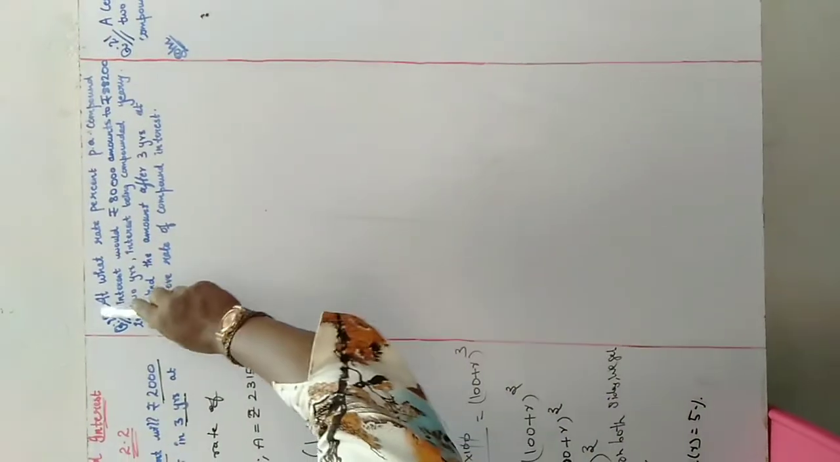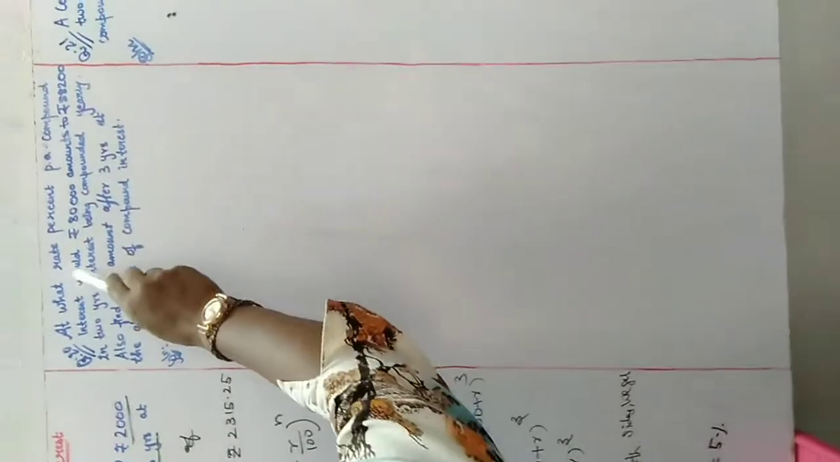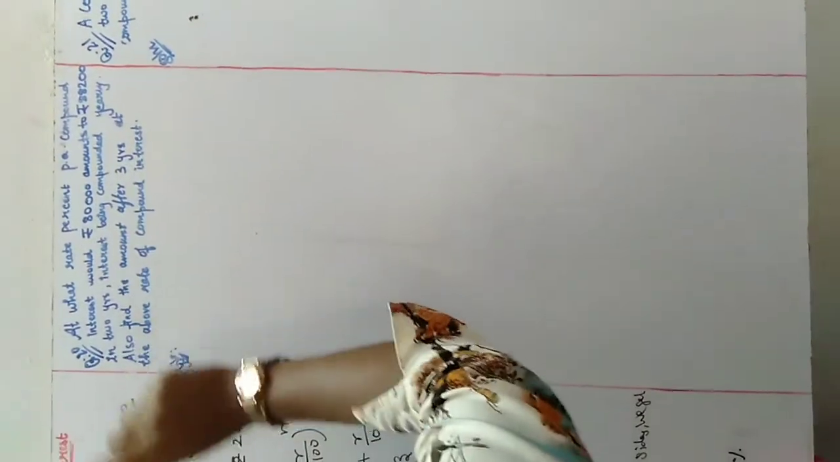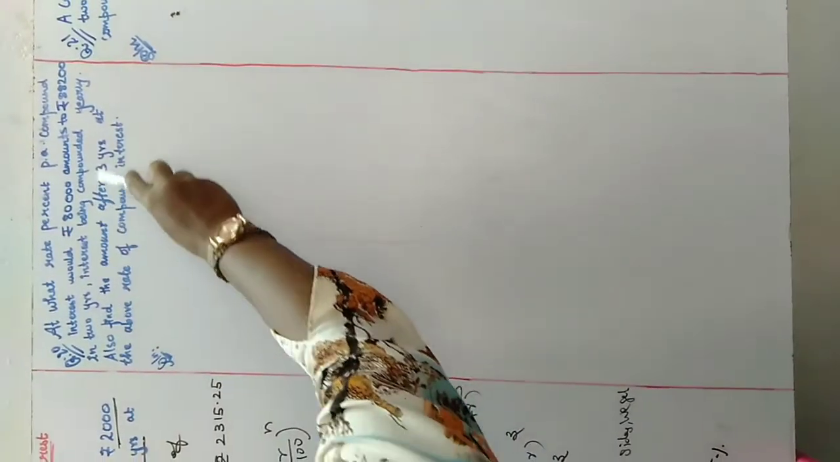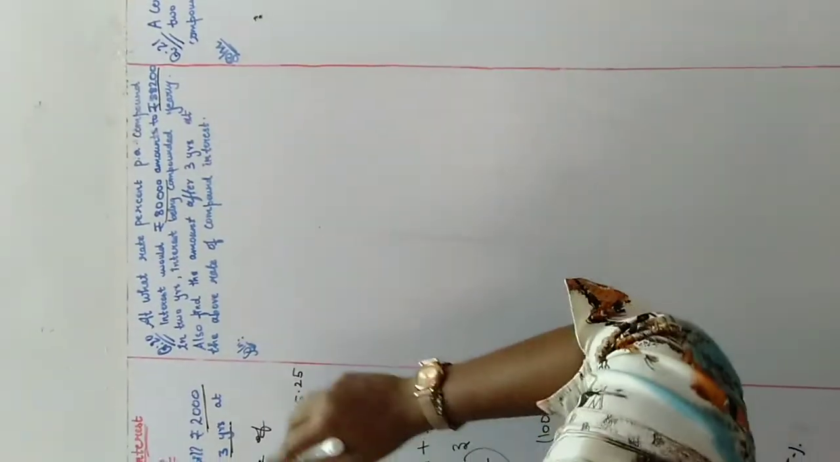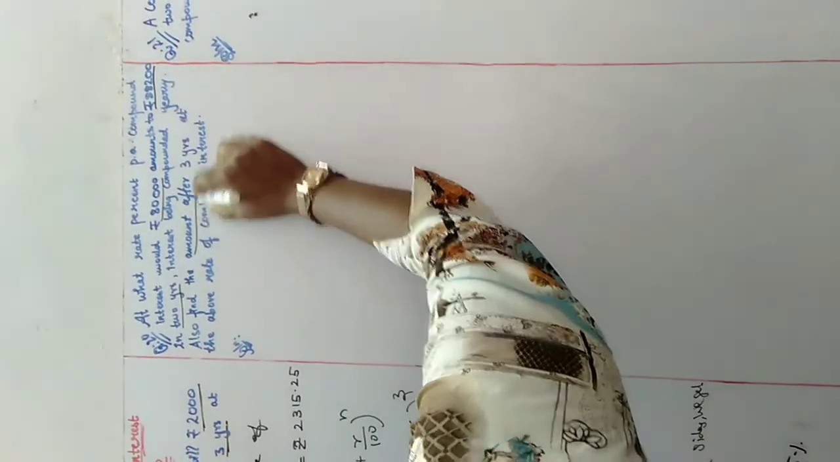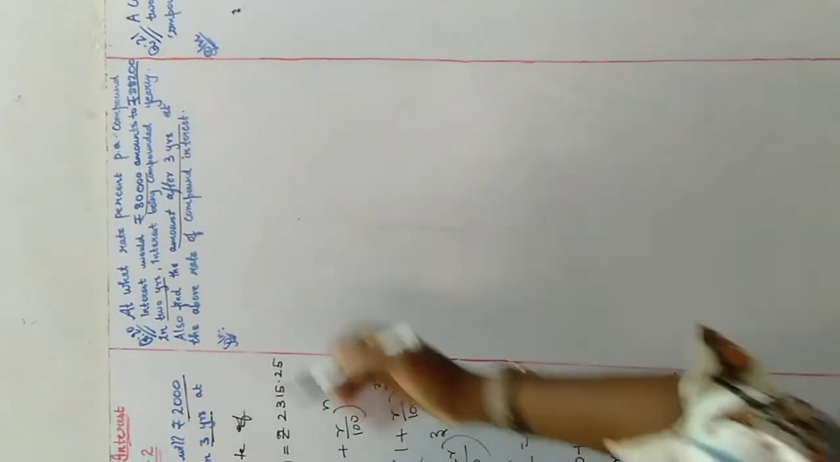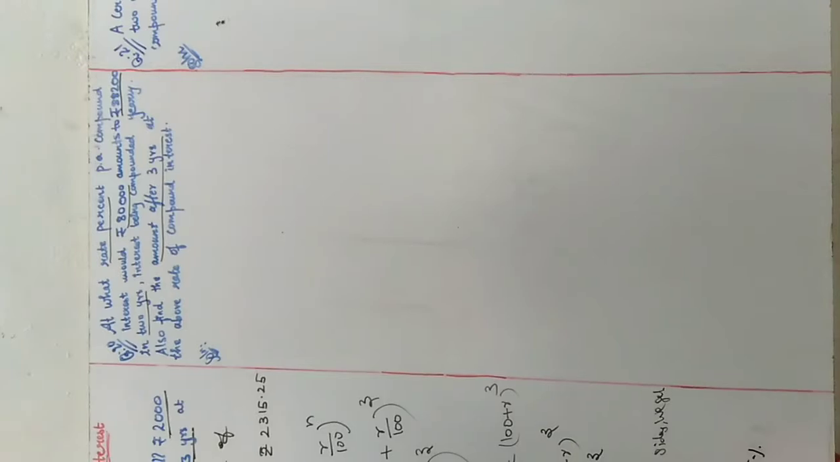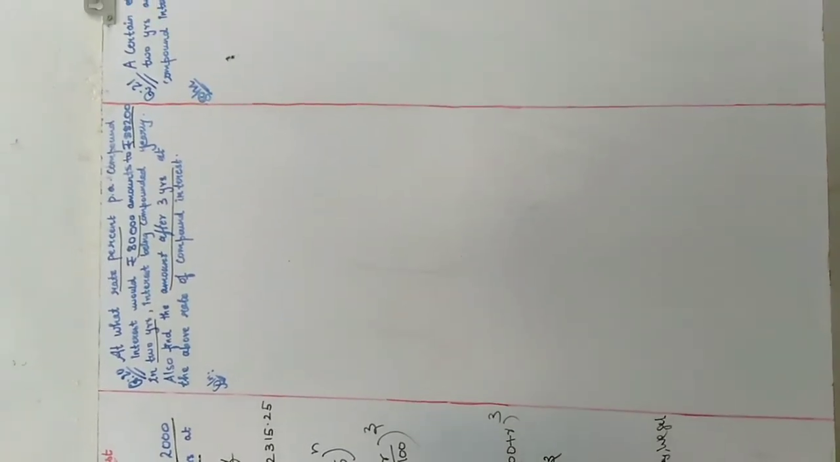Next question is, at what rate percent per annum compound interest would rupees 80,000 amount to rupees 88,200 in 2 years, interest being compounded yearly? Also find the amount after 3 years at the above rate of compound interest. Okay, what is given here? This is the principal and this is the amount in 2 years. So we are supposed to find the amount after 3 years, and we don't know the rate of interest here, so we are supposed to find the rate of interest by using that amount and the principal.